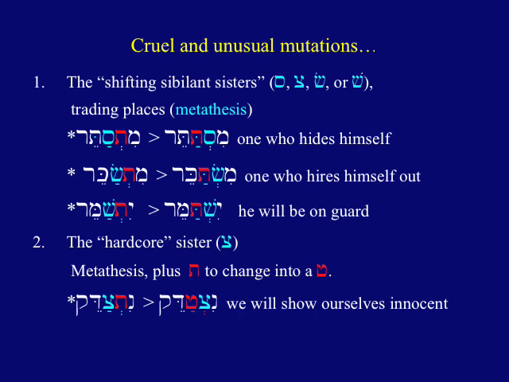With the root tsadak, to be innocent or to be righteous, we would expect for the imperfect first common plural, nittsadek, we will show ourselves innocent. Not only does it metathesize so that the tsade comes before the tav, but that tav becomes tet, taking on some of the emphatic quality of the tsade. Nitstadek.